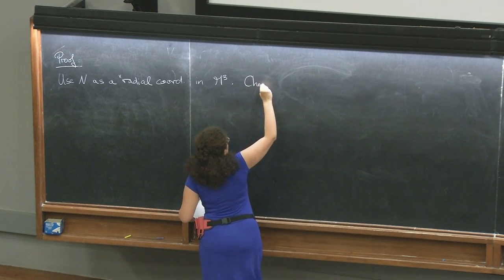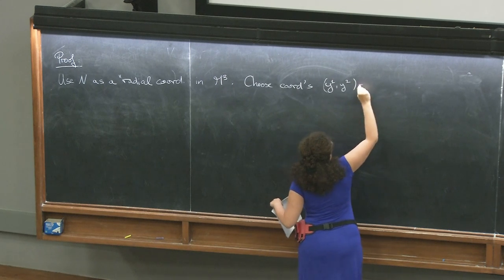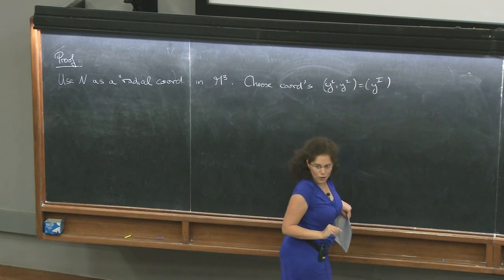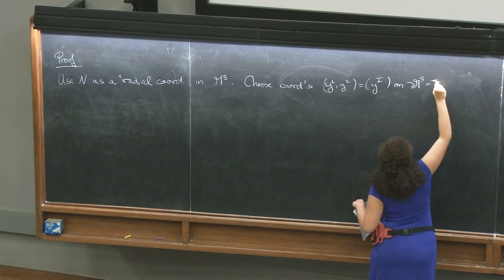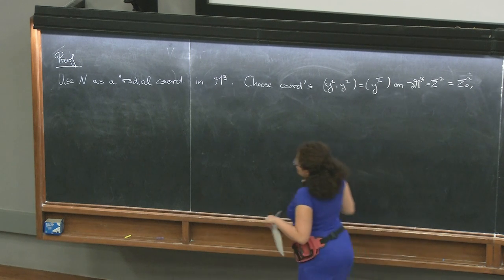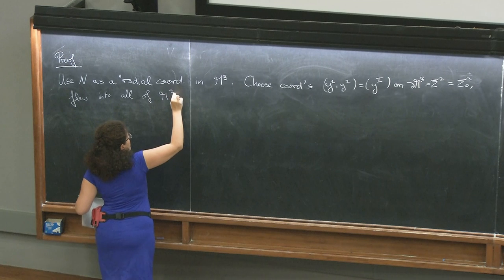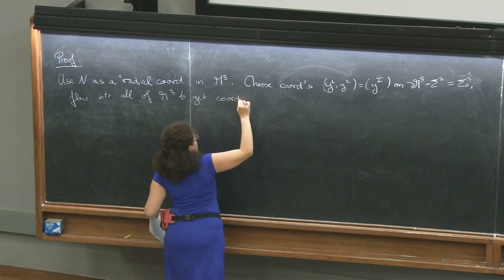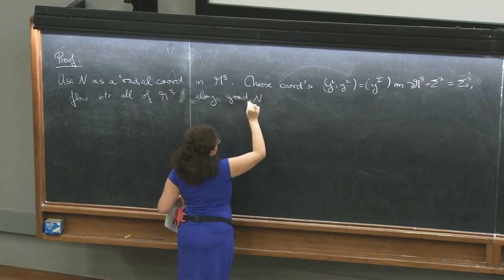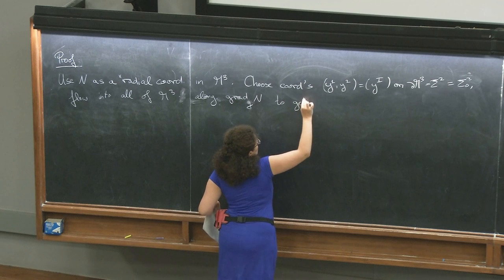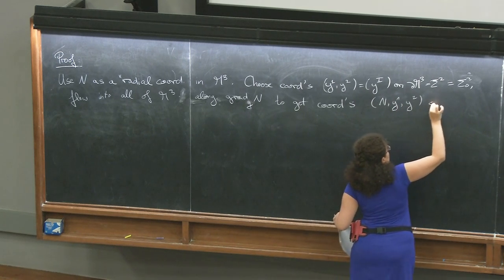Choose, let's call them y1 and y2, or in other words, y capital I. Now my capital indices are 1 and 2 only. On the boundary sigma 2, sigma 2, 0, and flow them into all of M3 to get coordinates along the gradient of n with respect to the 3 metric, to get coordinates n, y1, y2 on M3.